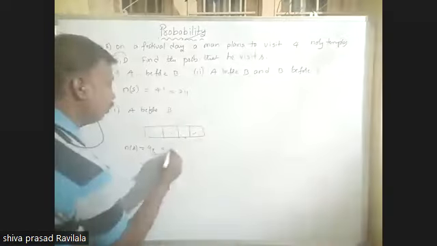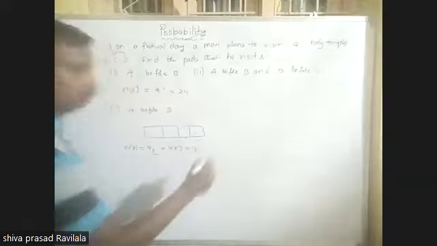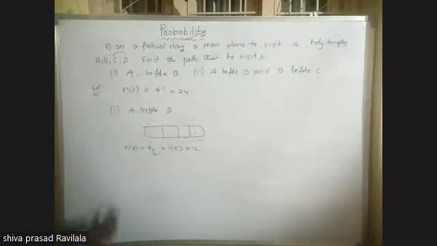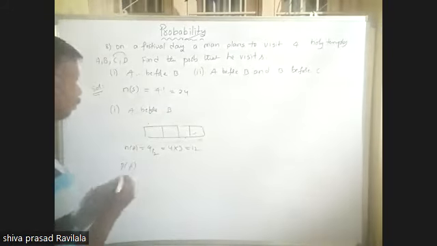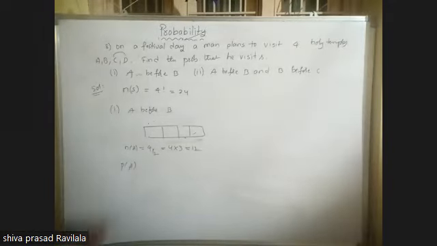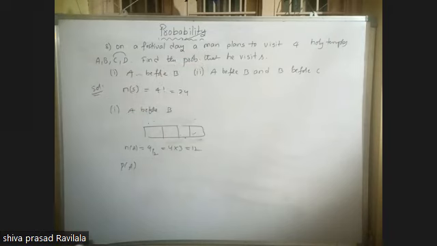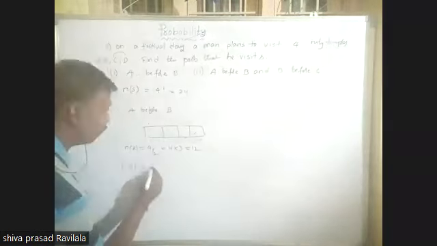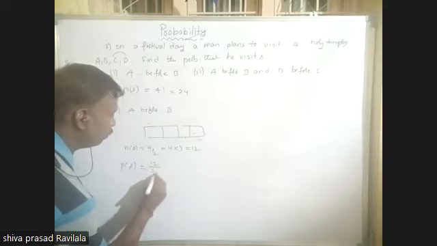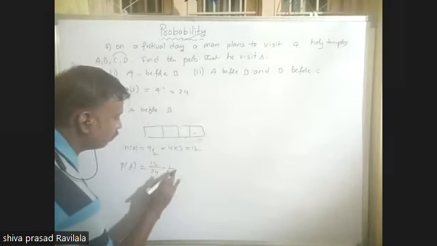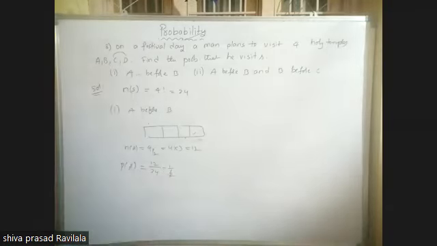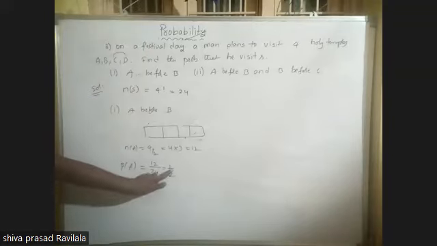The value of 4P2 is equal to 4 into 3, which is equal to 12. Therefore, P of A, the probability of the first condition, I mean the probability that he visits A before B, is equal to N of A by N of S, which is equal to 12 by 24, that is equal to 1 by 2. And this is the first case.